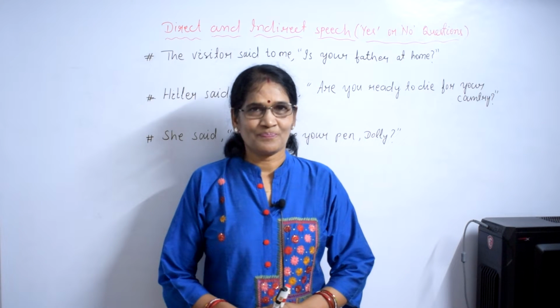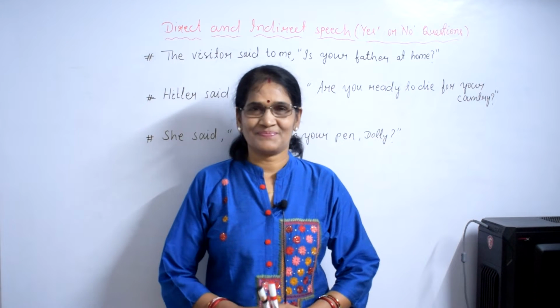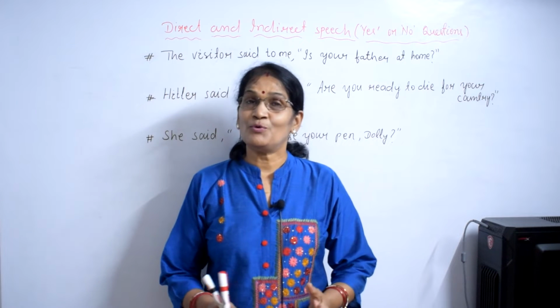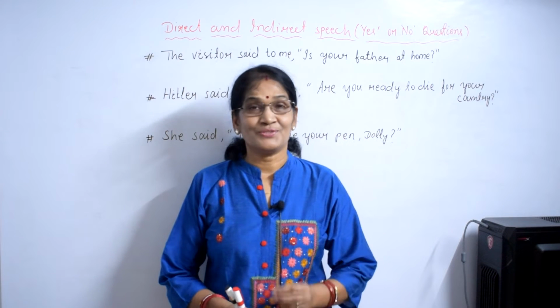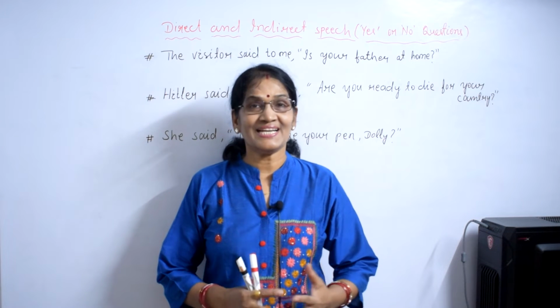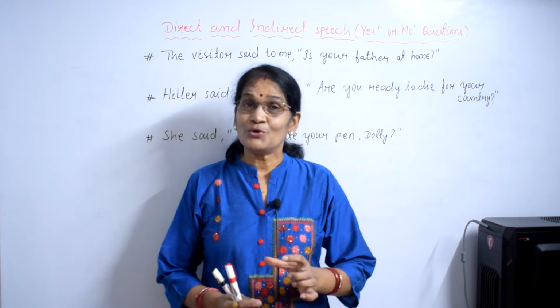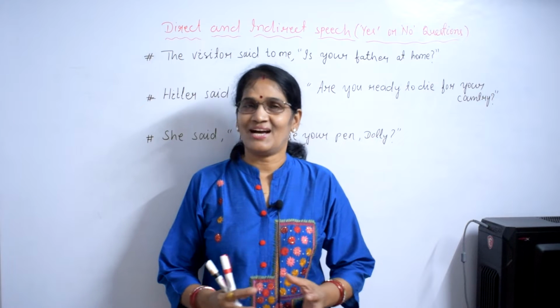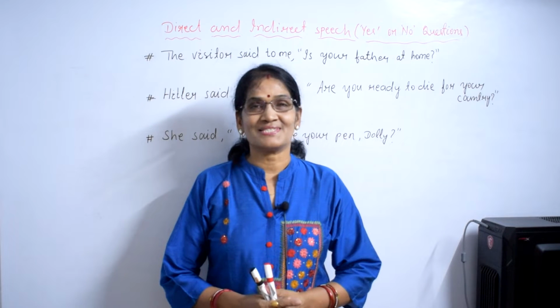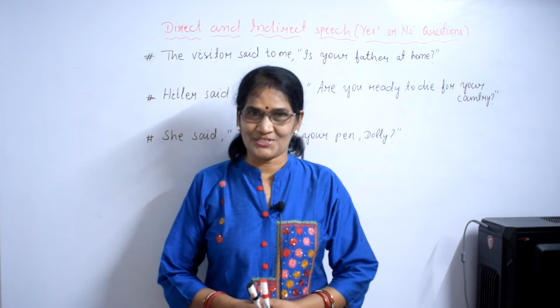He said to me, "Have you taken your breakfast?" I said to her, "Do you know me?" In both the sentences, I used two questions. One is, "Have you taken your breakfast?" Second is, "Do you know me?" Both the questions started with auxiliary verbs. When a question starts with auxiliary verbs, this is called a yes or no question.